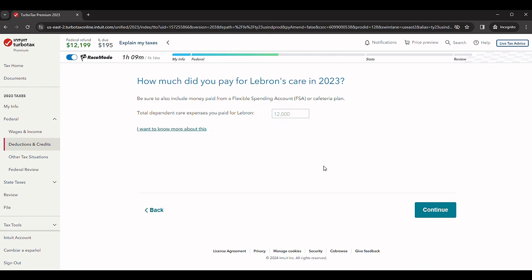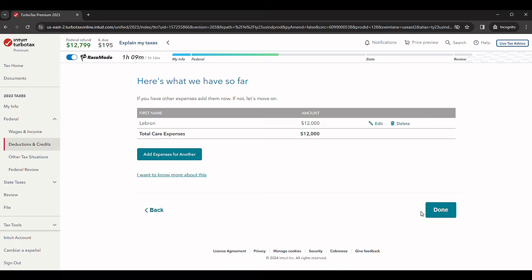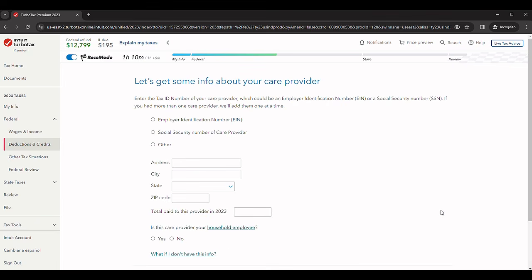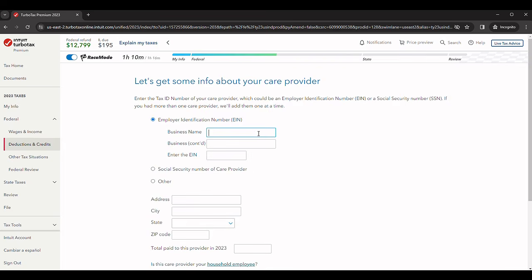But there's a cap. If you're over the cap, then they're just going to let you use the maximum amounts that you can deduct or get a credit for. But if you're under that cap, then they're just going to let you use that amount. But just write in whatever you spent. Continue. Okay. So we spent $12,000 on LeBron for, let's just say, daycare. And they want to make sure it's legit. They're going to ask you for this information.